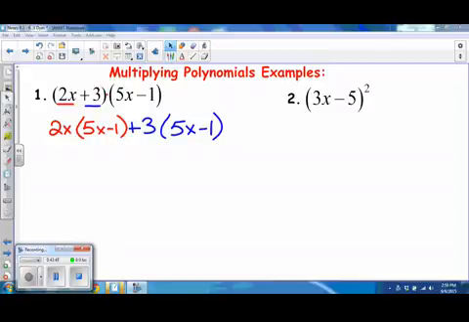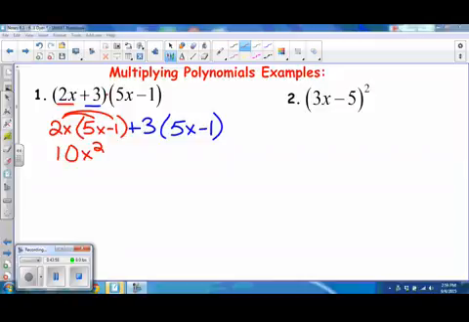So first, we're going to distribute this 2x. So we're going to multiply both of those times 2x. So 2x times 5x is what? 10x squared. 2x times negative 1 is negative 2x. Okay, so now, what are we going to distribute? The 3. So we're going to multiply both of those times 3. 3 times 5x is 15x. And then 3 times negative 1 is negative 3.